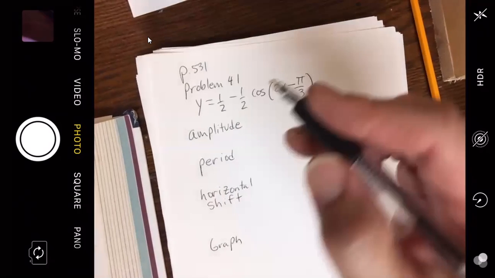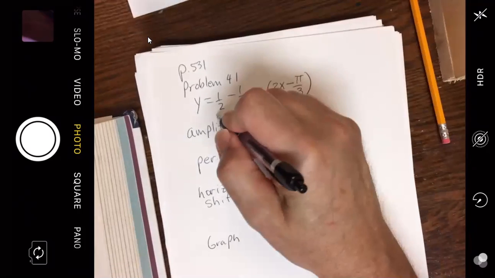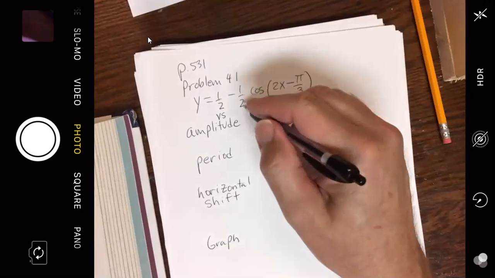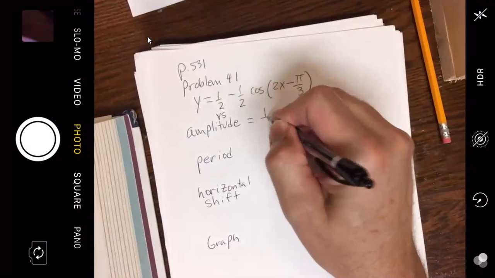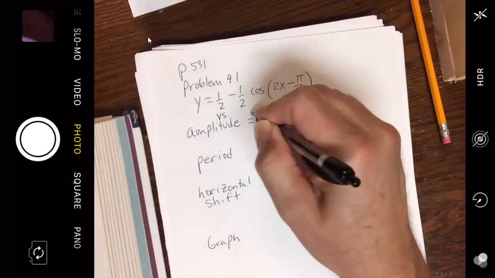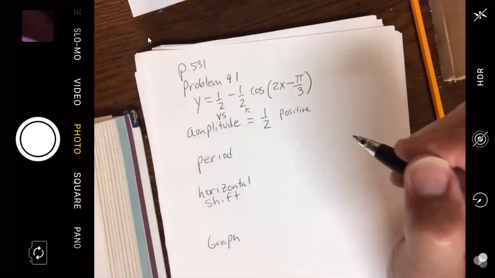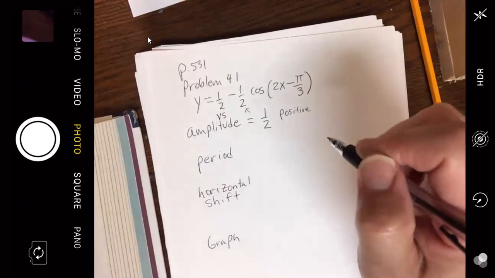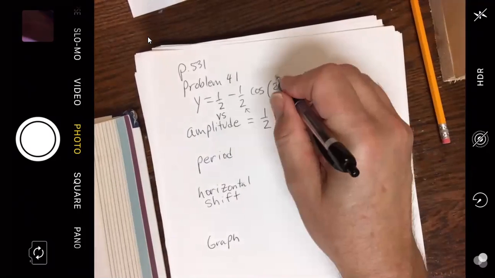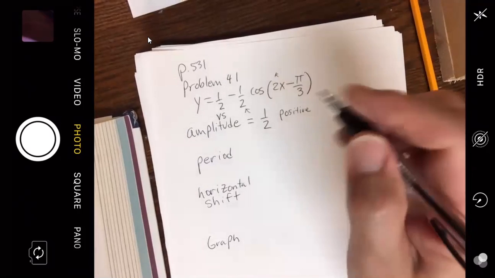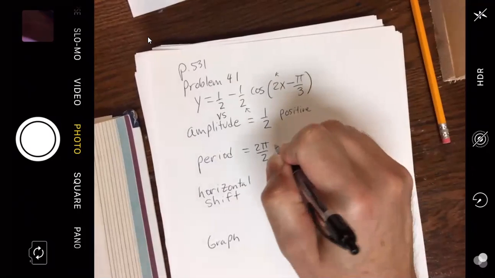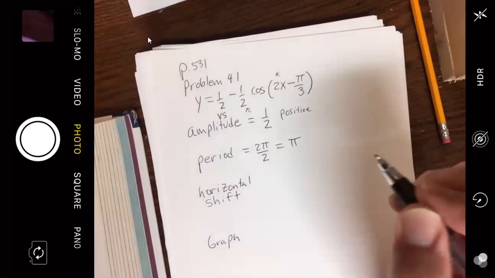All right. Notice this is vertical shift. Didn't really ask for it. The amplitude here is going to be 1/2 positive. That will be that, 1/2. All right. Period. This is the K number. 2 pi over 2. This will be equal to pi. Repeats every pi.